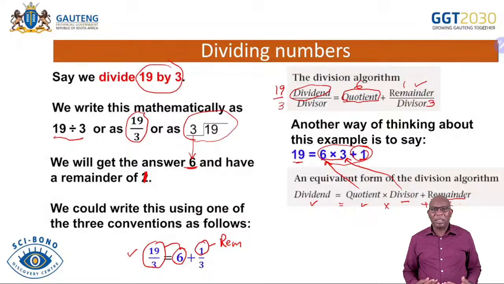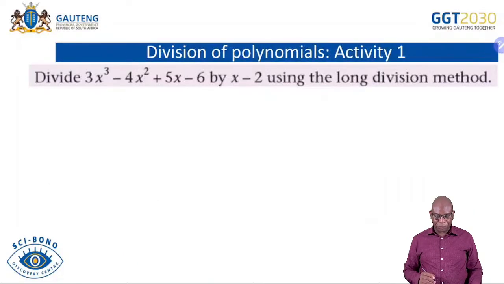18 divided by 3, 3 goes into 18 6 times, the remainder is 0. So we always have a remainder, but with a remainder of 0 we don't usually write it. We just say 18 divided by 3 will be 6, and we write the number 6 without writing the remainder. Okay, now let's look at this question here.